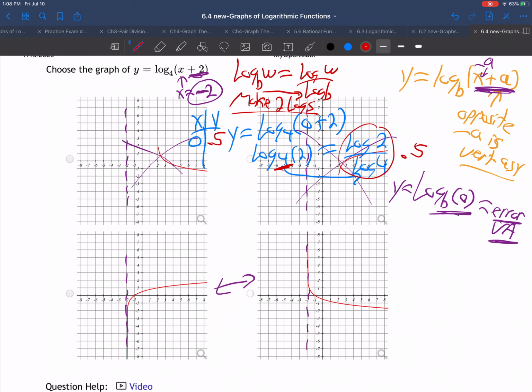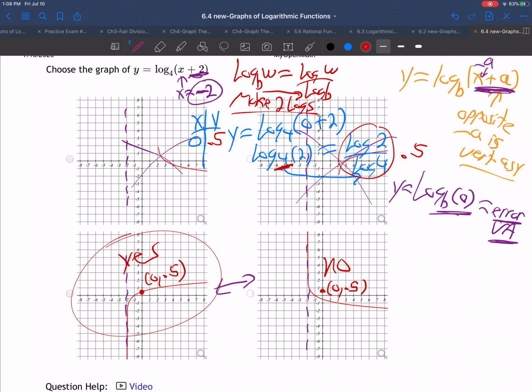So let me try this one. Over 0 up 0.5. Perfect. It goes right through that point. This one misses it. Over 0 up 0.5. No. This is the yes. This one hits it perfect. So we know what our answer is.